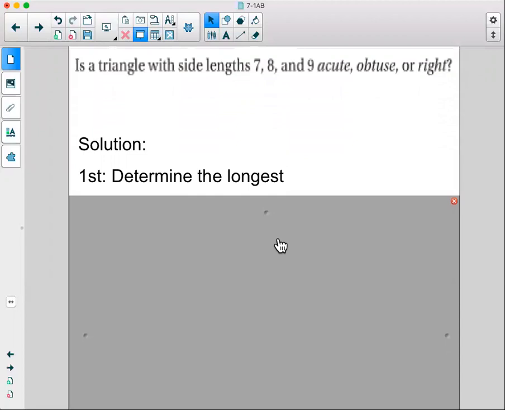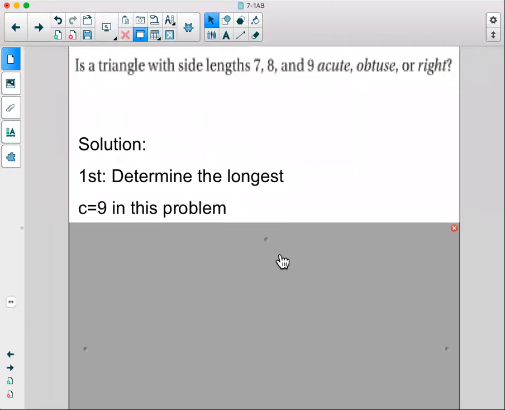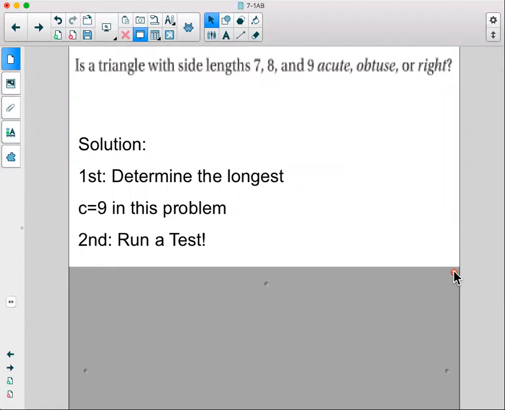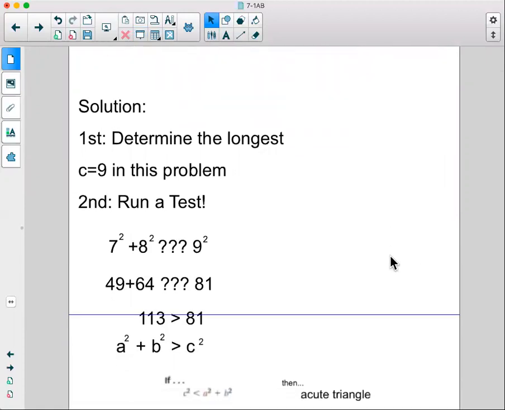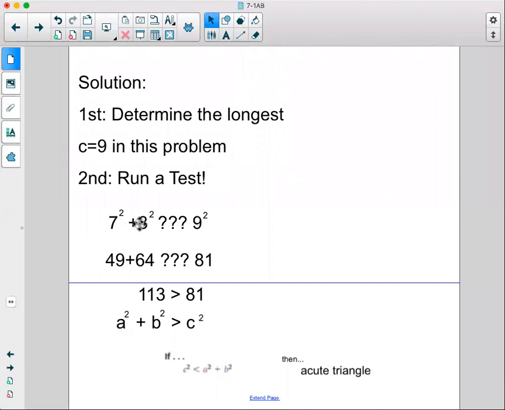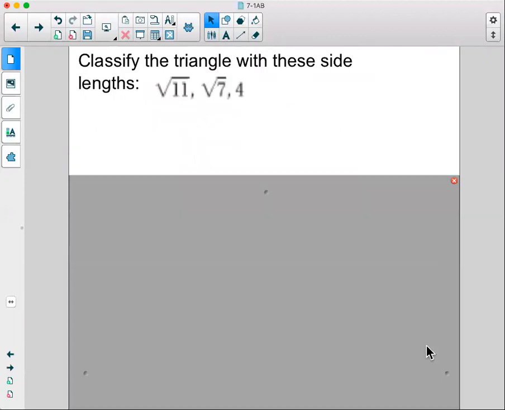First step, determine the longest side. Who will be c? 9 in this case. Then we run our test. We try to see what pattern is showing up. A squared plus b squared, how does it compare to c squared? And when we run the test, we see c squared is too little. So we have an acute triangle on our hands.